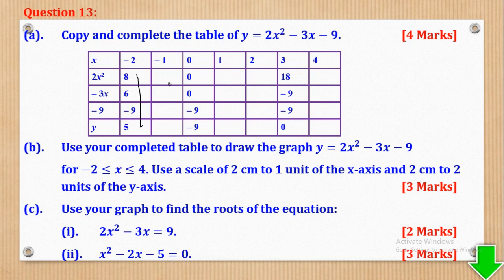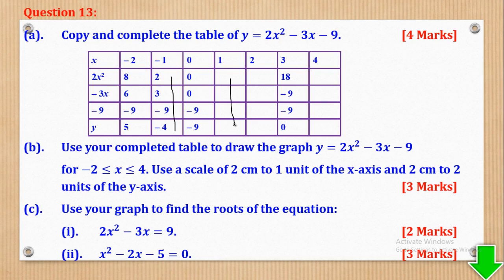Now let's go to this column of negative 1. Negative 1 squared is positive 1. So positive 1 times 2 will give me 2. Then negative 3 times negative 1 will give me positive 3. This negative 9 we just rewrite. Then we add 2 plus 3 plus negative 9 to come up with negative 4. So we are done with this.